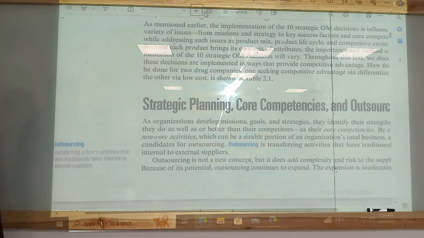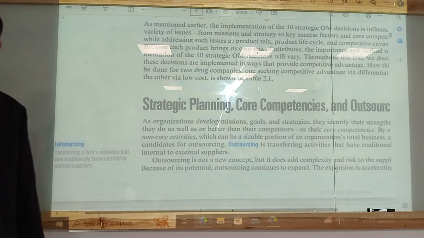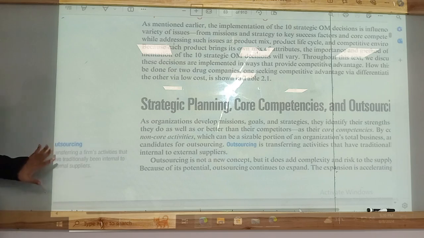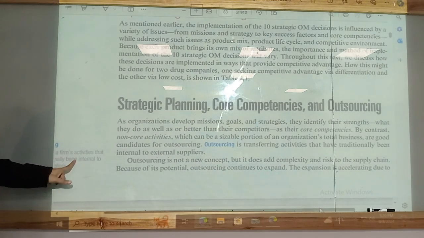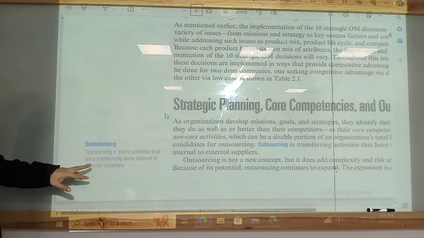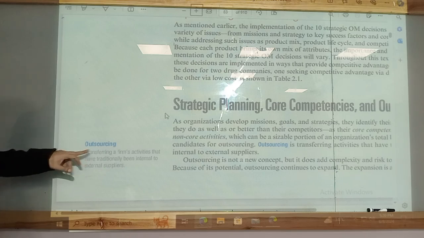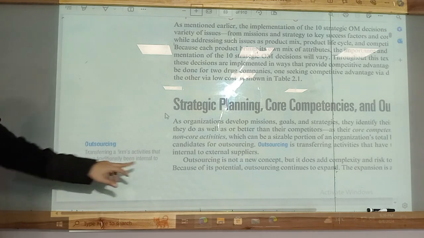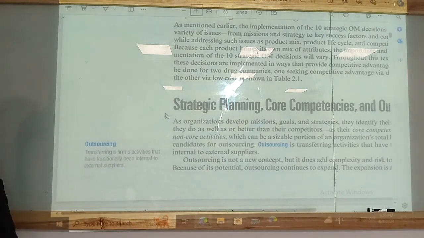Okay, write down the definition of outsourcing. This is your last time. This is the definition of outsourcing. Focus on this. Okay, write it down. Transferring a firm's activities that have traditionally been internal to external suppliers.